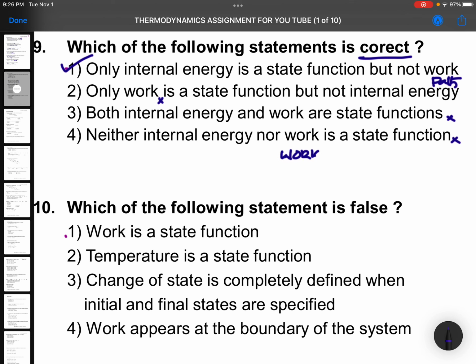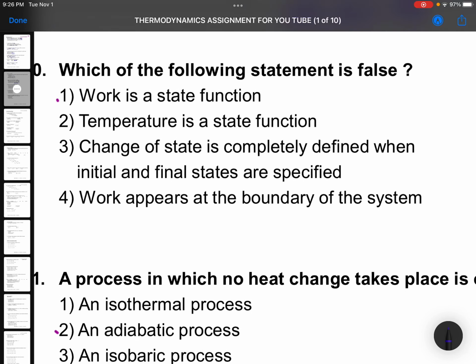Work and heat both are path functions. Remember only two. No need of remembering any others. Remaining all are state functions. They depend on initial state and final state. Which of the following statements is false?